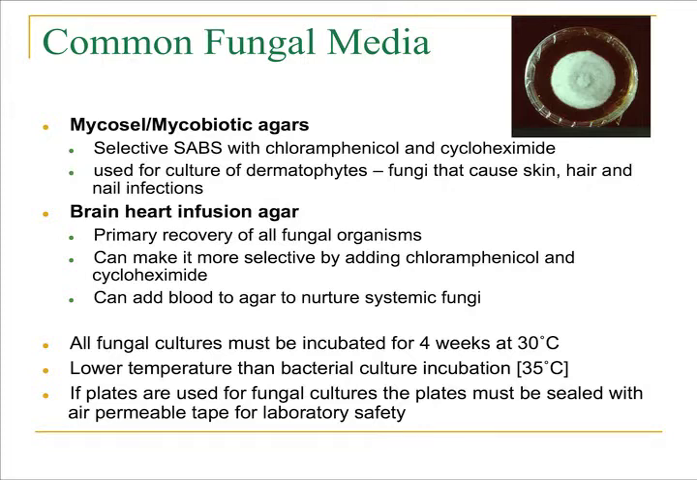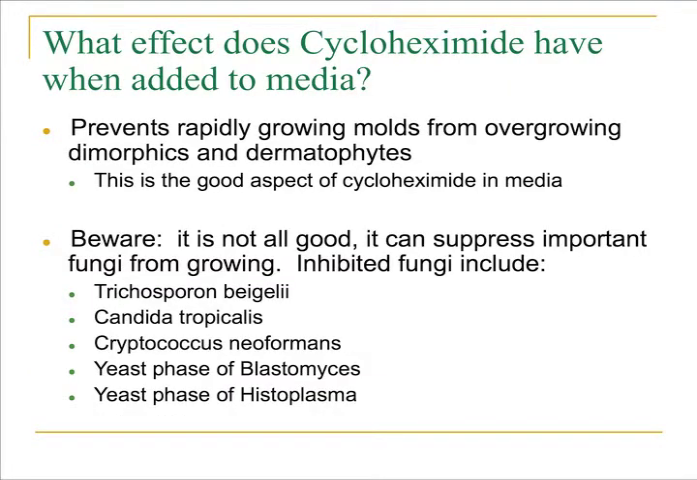On the next slide, we start talking about the effects of cyclohexamide when added to media. Cyclohexamide is found in a number of fungal media that we use, and it can help prevent rapidly growing molds from overgrowing the dimorphics and dermatophytes that grow a bit slower. So that's the good side of cyclohexamide. But cyclohexamide also has a bad side. You have to beware and be aware that it can inhibit the growth of very important organisms such as Trichosporon or Cryptococcus neoformans.